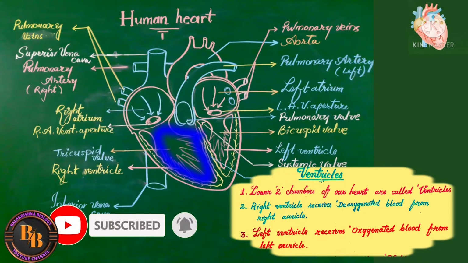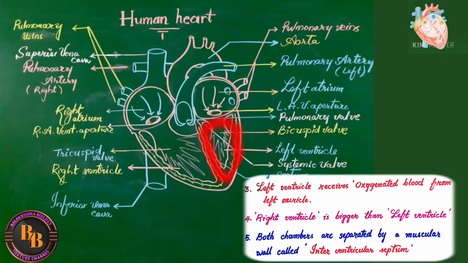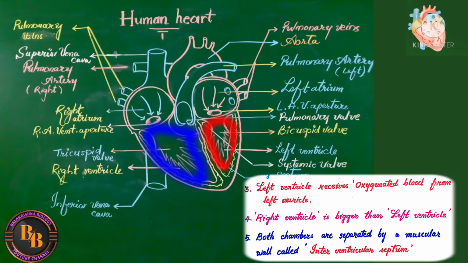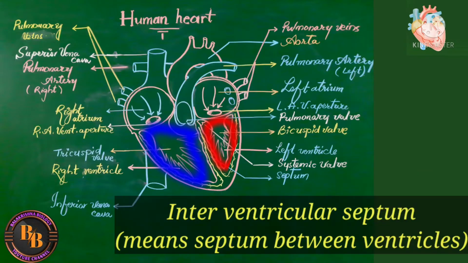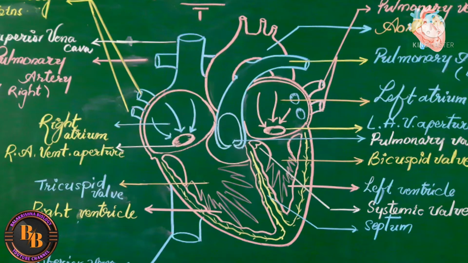The right ventricle receives deoxygenated blood from the right auricle. In the same way, the left ventricle receives oxygenated blood from the left auricle. The right ventricle is bigger than the left ventricle. You can see that clearly in the diagram also. These two chambers are separated by a muscular wall called the interventricular septum.